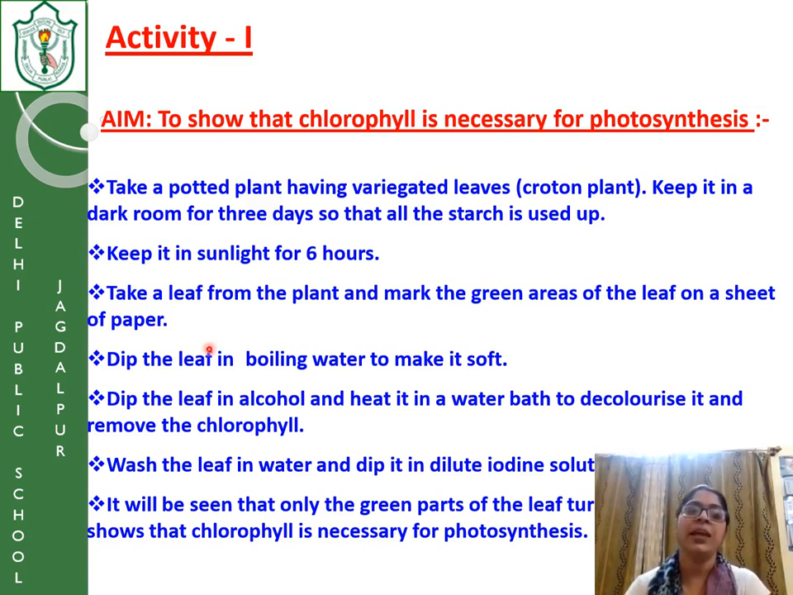Next step, after marking, take out the leaf and put it in boiling water. Take a beaker, put boiling water in the beaker, and put the leaf in the boiling water. This will make the leaf soft. Then we will take out that soft leaf.